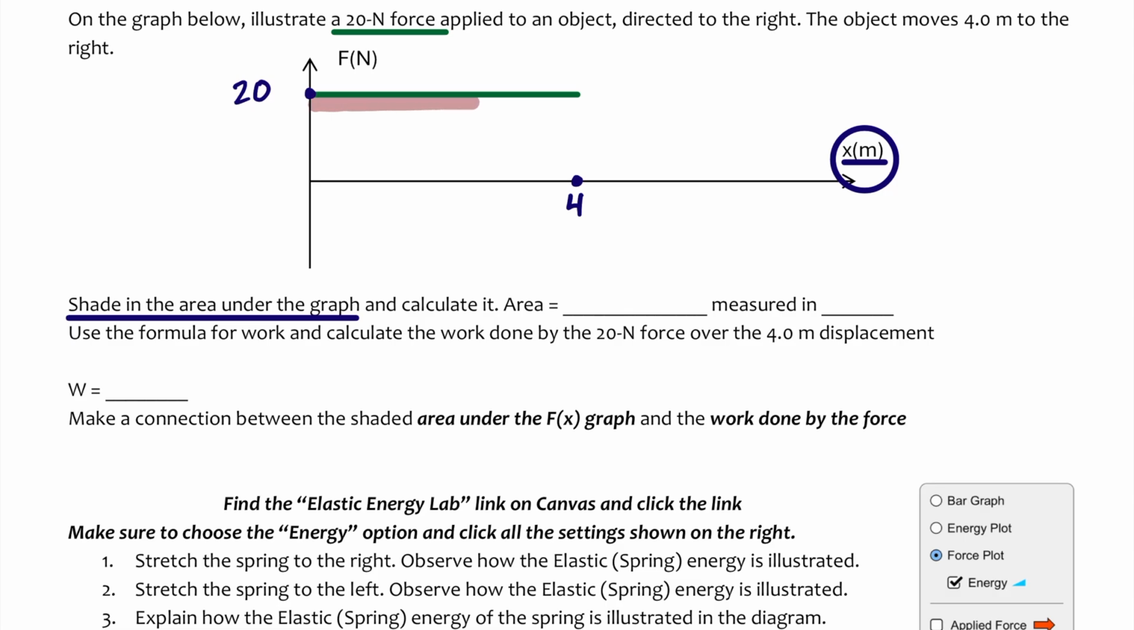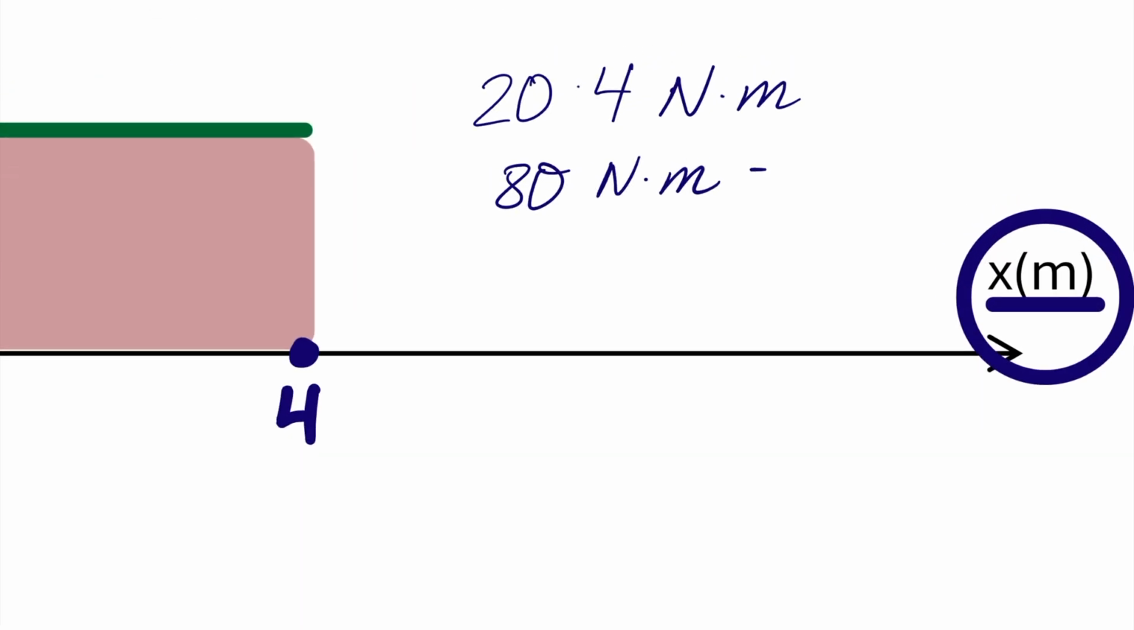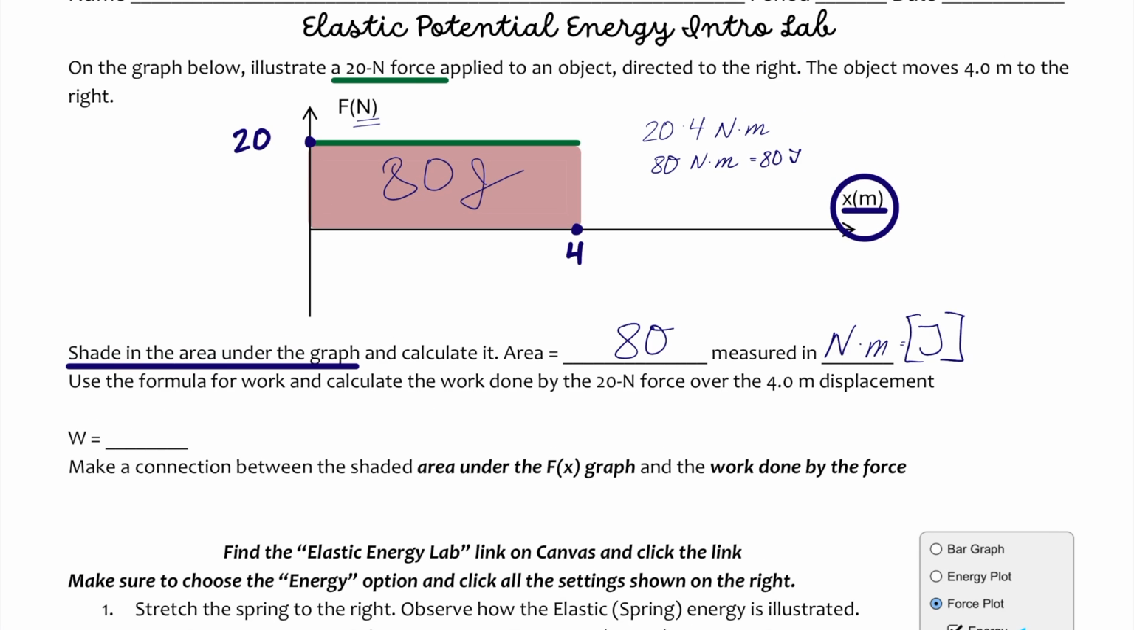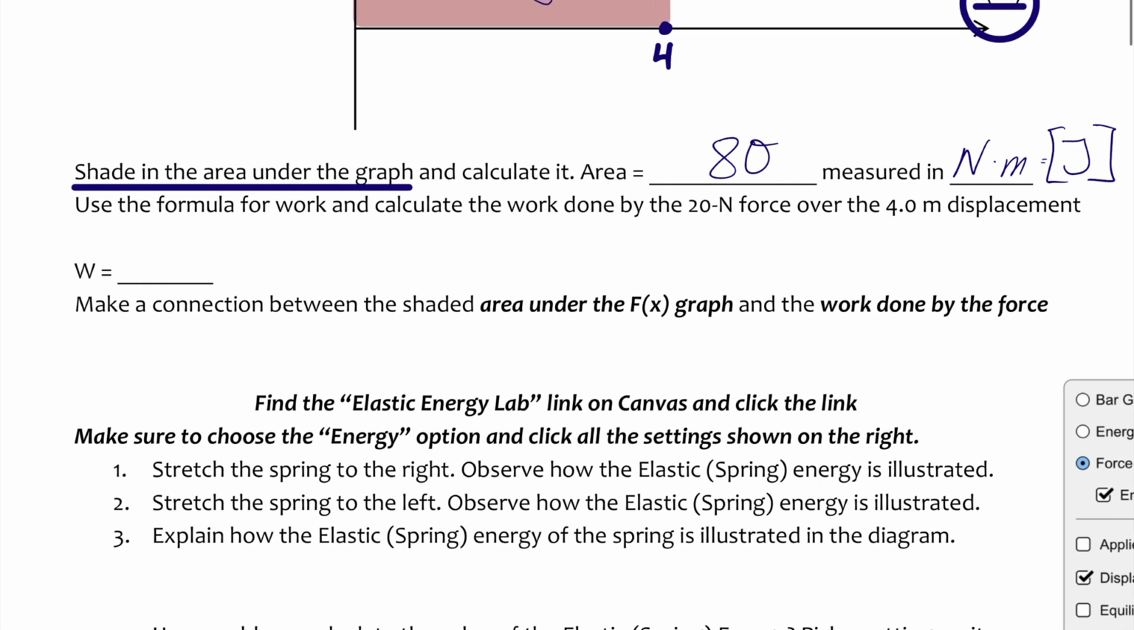So the area under the graph will be all of this, basically a rectangle. The area of a rectangle is 20 times 4, and unit-wise, it's newtons times meters. So that's 80 newton-meters. If we were talking about torque, we could leave it like that, but for our purpose, we're going to say this is 80 joules.